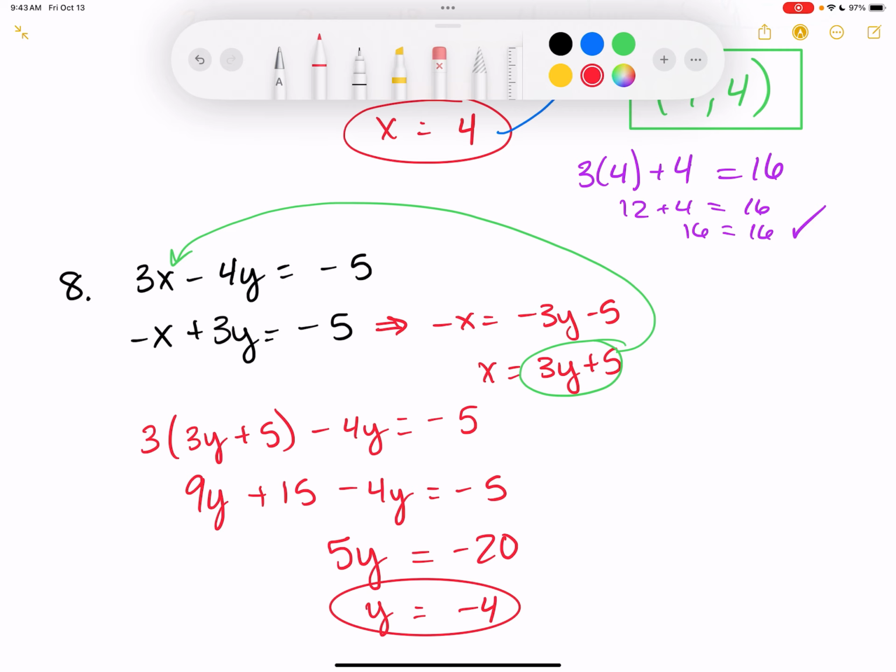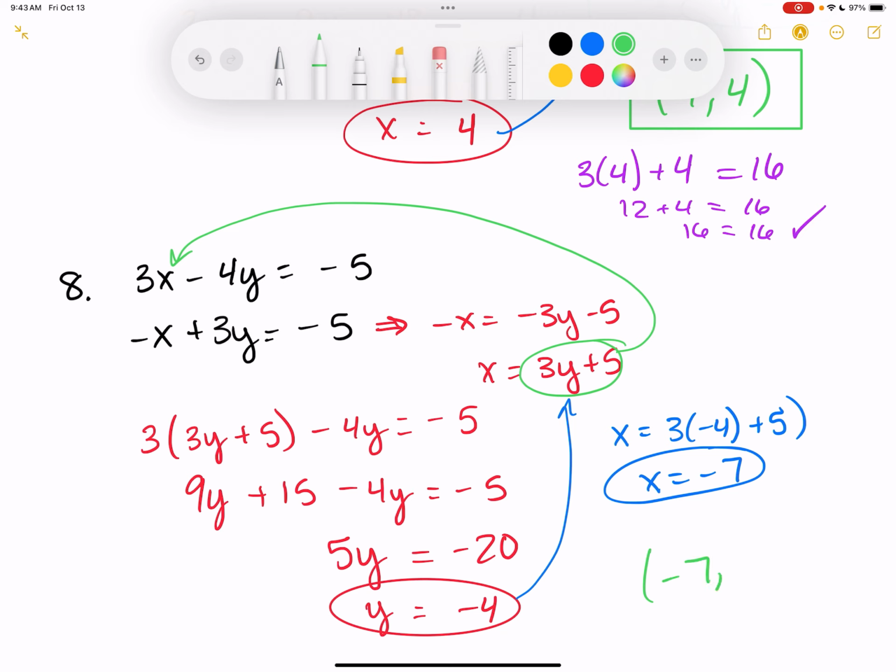So then now plug this into this modified equation. So x is equal to 3 times negative 4 plus 5. So what is that, negative 12 plus 5, negative 7. And so then my final answer as an ordered pair is going to be negative 7, negative 4.